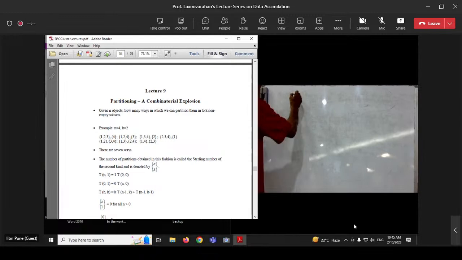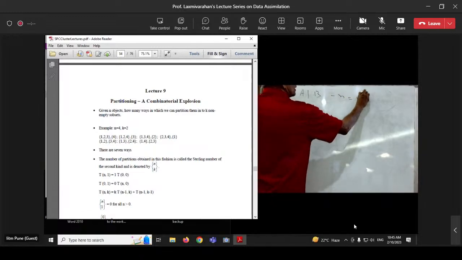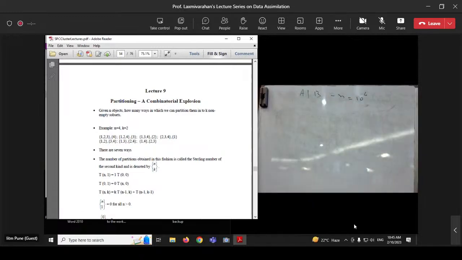Let's suppose I have two matrices A and B, each of size n, and n is equal to 10 to the power of 6. 10 to the power of 6 is a million. I want to multiply two million by million matrices. How much time is it going to take?